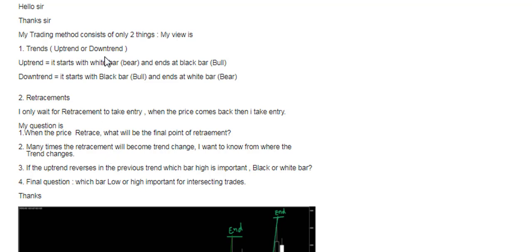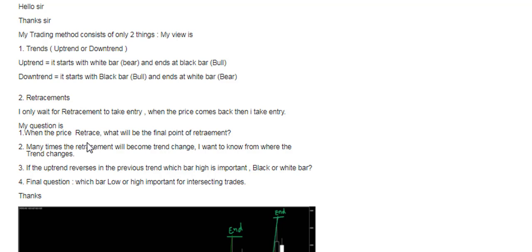My trading method consists of only two things. One, trend: uptrend or downtrend. An uptrend starts with a white bar bear and ends at a black bar bull. A downtrend starts with a black bar bull and ends at a white bar bear. Two, retracement. I only wait for a retracement to take entry. When the price comes back, then I take entry.